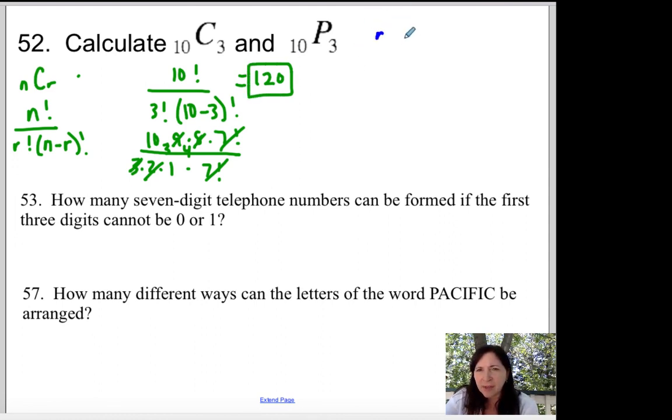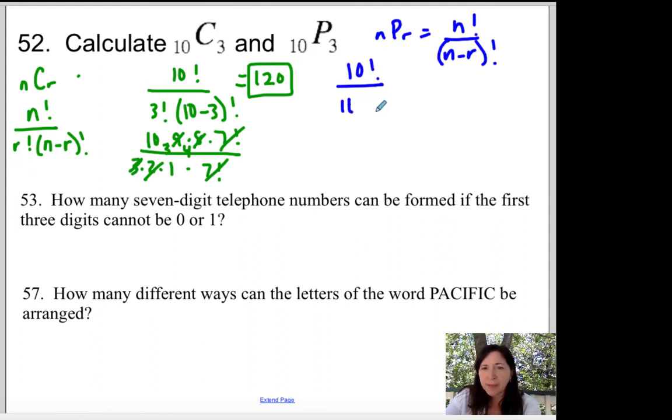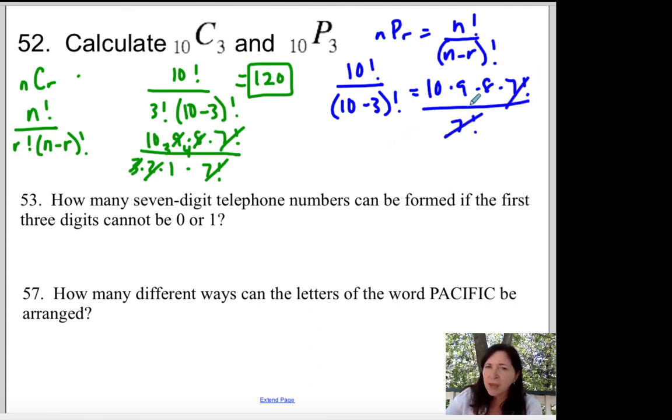Permutations, that's nPr. That's n factorial over n minus r factorial. So this would be 10 factorial over 10 minus 3 factorial, which is 10 times 9 times 8 times 7 factorial over 7 factorial. The 7's cancel. 9 times 8 is 72, times 10, 720.